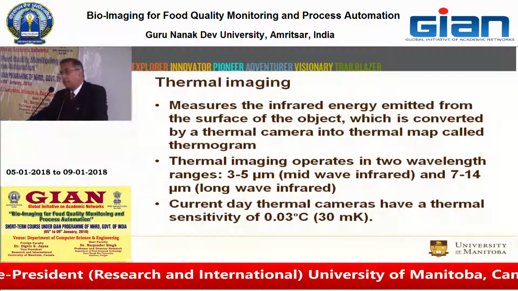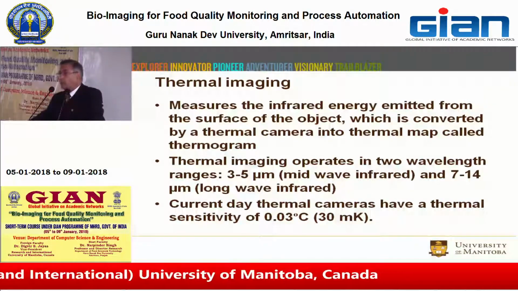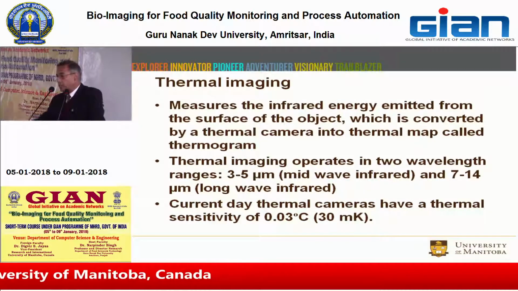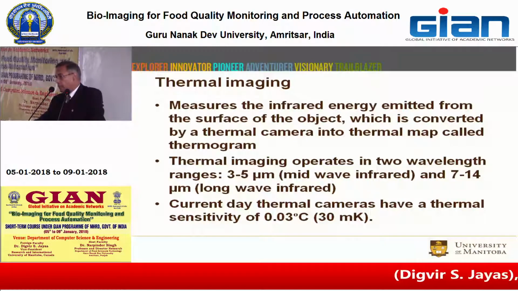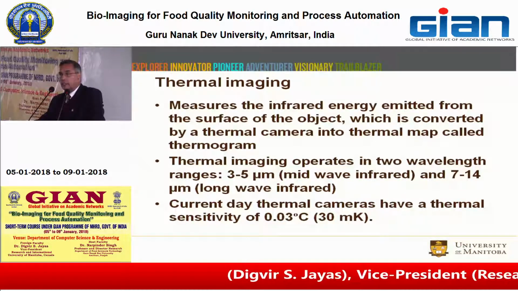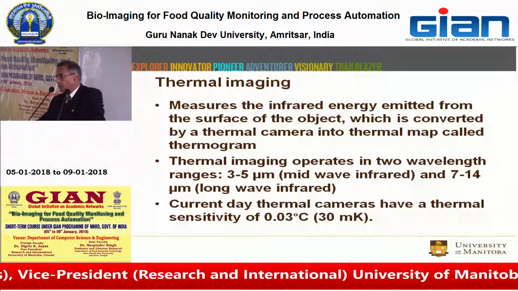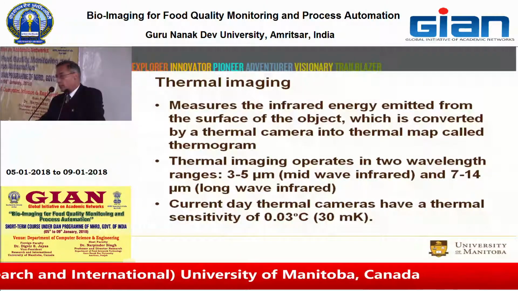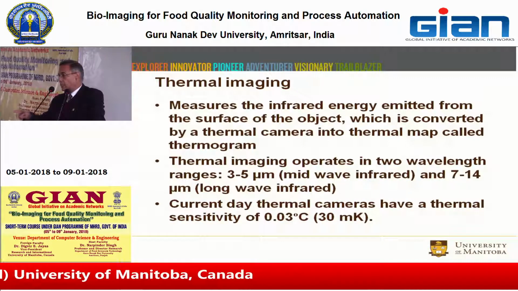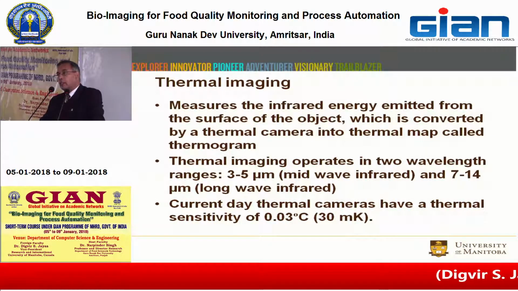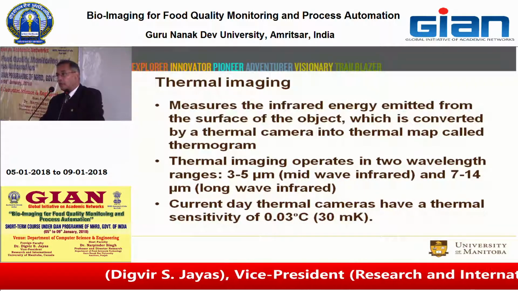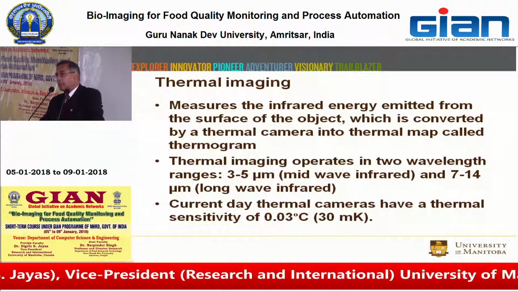Okay. Thermal imaging systems operate in two wavelength ranges: 3 to 5 micrometers, which are referred to as mid-wave infrared thermal imaging systems, or 7 to 14 or 8 to 14 micrometers, which are referred to as long-wave infrared. And these are basically the two ranges where you can buy cameras for thermal imaging. Thermal imaging has become a very powerful tool for detection.